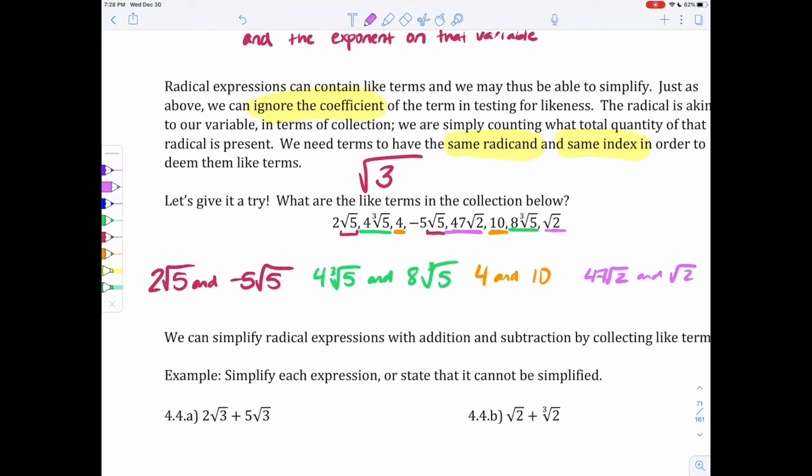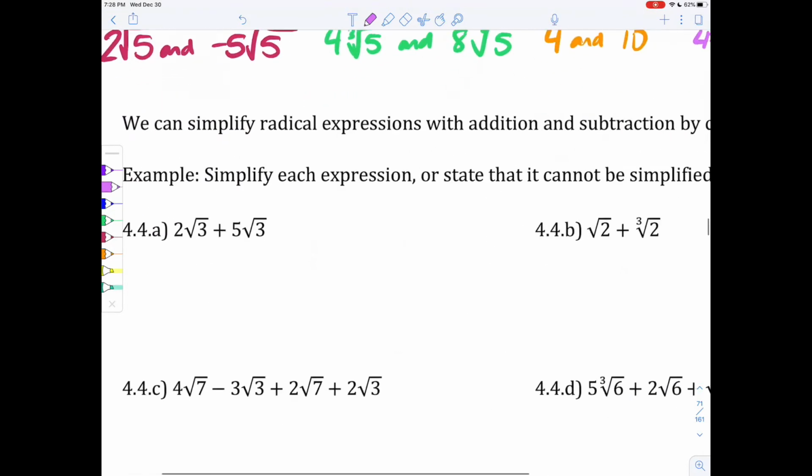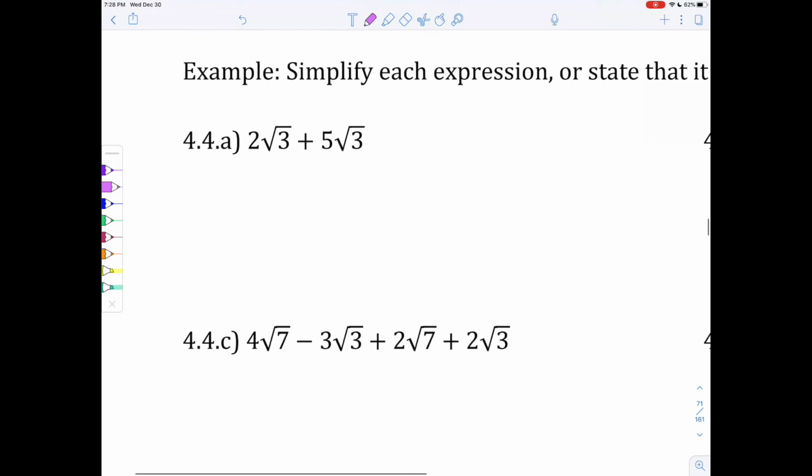In simplifying these, as Tib said, it's just like playing with polynomials. So if I had 2 root 3 plus 5 root 3, how do I do this?